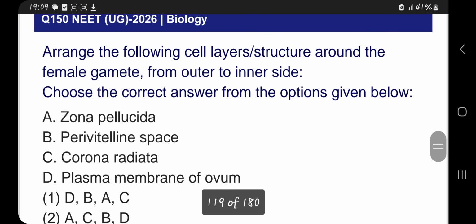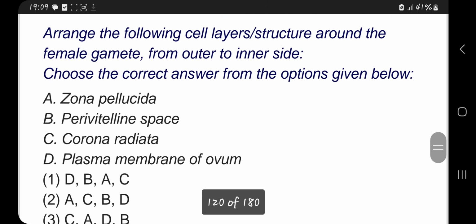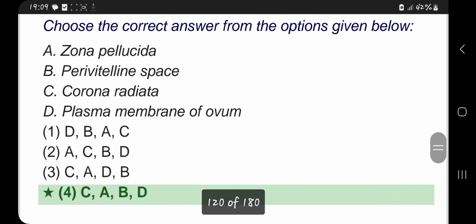Arrange the following cell layers or structures around the female gamete from outer to inner side. So you have to arrange it from outer to inner side. So D obviously would be at the last part of it. CABD. Corona radiata is the outer one. A is zona pellucida. B is perivitelline space, and D is plasma membrane of ovum. So CABD is the correct option.